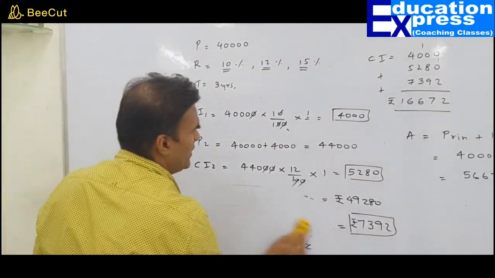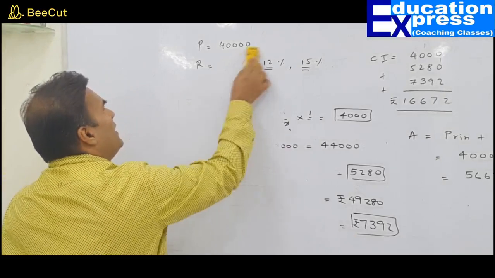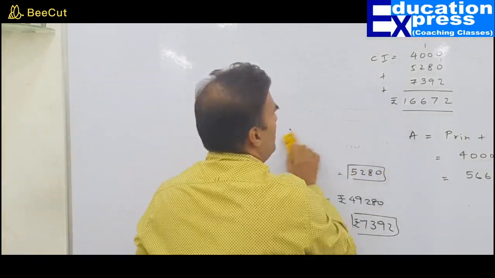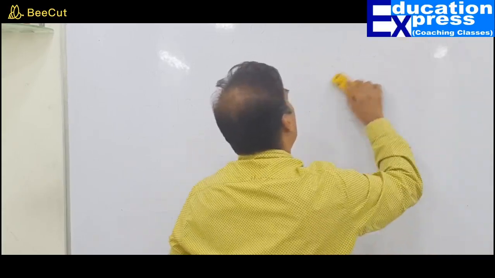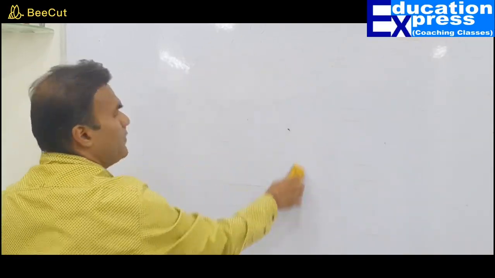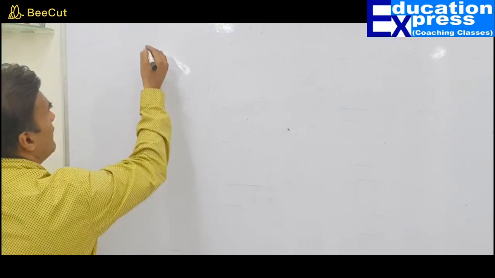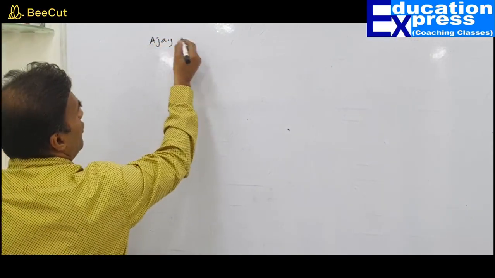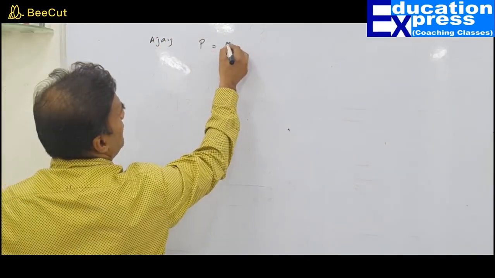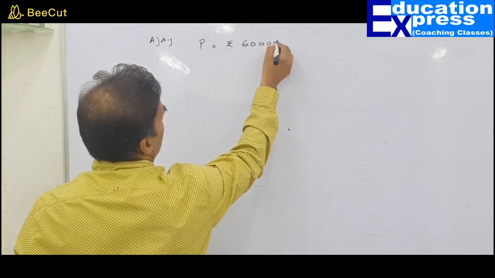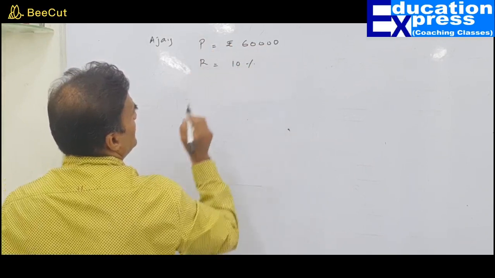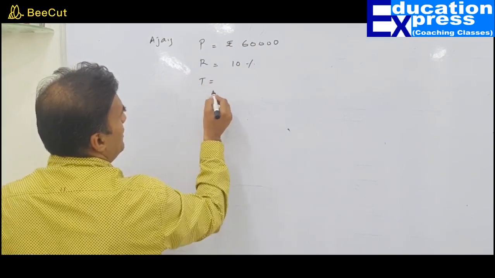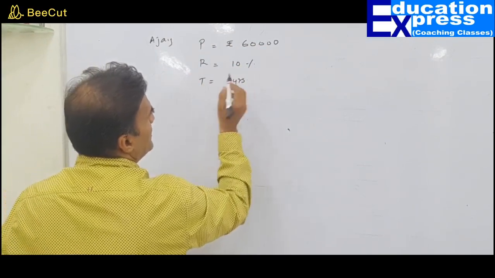This sum which I am talking about would be, let us say, Mr. Ajay borrowed rupees 60,000 from a money lender at a rate of 10%. Time period, he borrowed for 3 years.